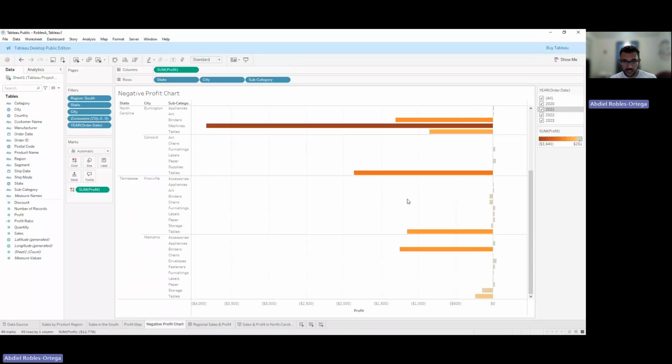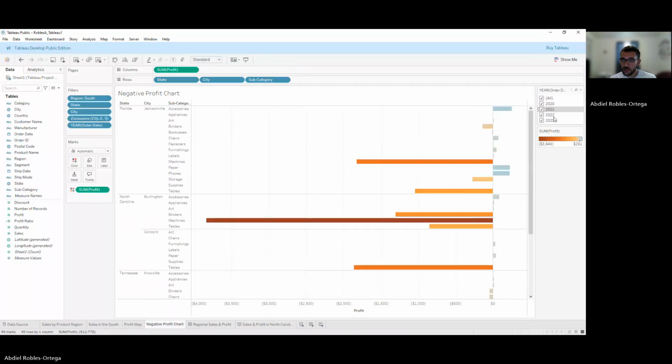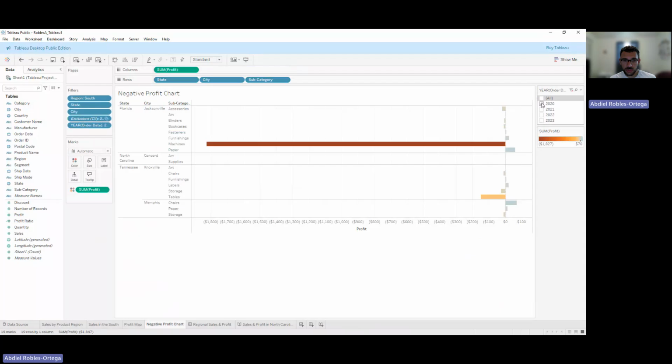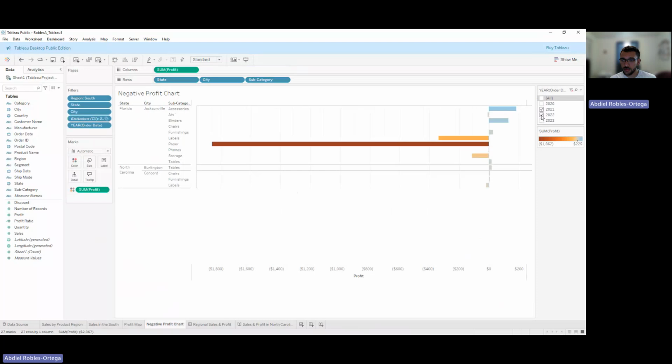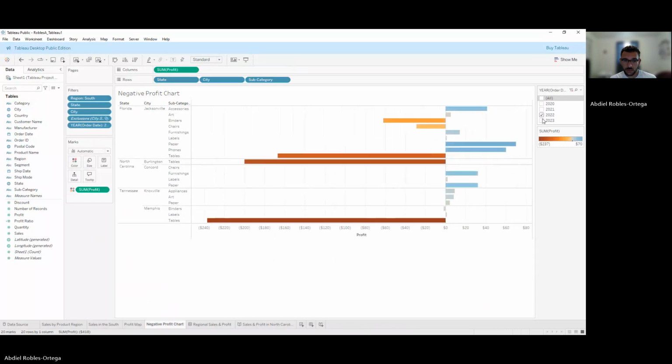Look here at Knoxville, Tennessee. Tables have seen negative profit. Memphis, binders. We can manipulate the years here: 2020, 2021, and 2023.